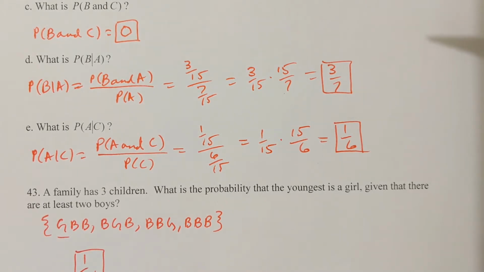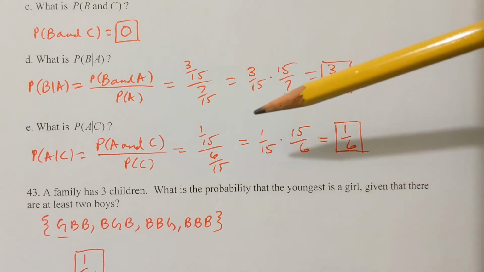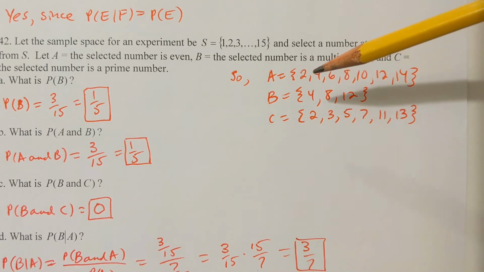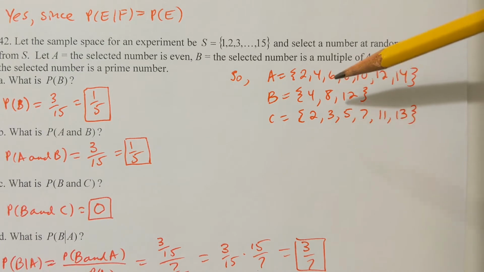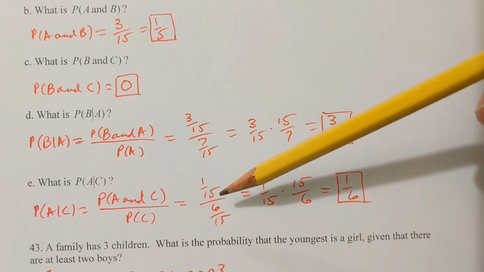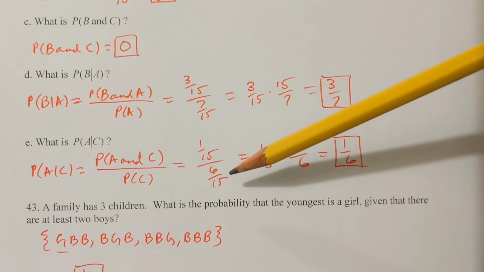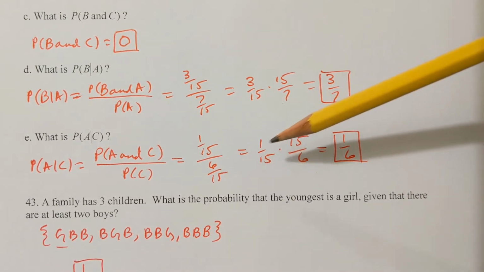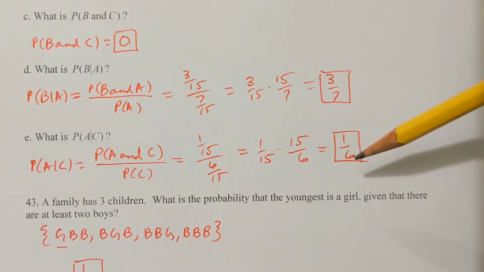Part E, what's the probability of A given C? The probability of A and C divided by the probability of C. Probability of A and C, 2 is the only even prime number there. So 1 divided by 15 is going to go in the numerator. The probability of C, there are 6 things in C out of 15. So 6 out of 15. Flip the denominator. The 15s are going to cancel there, so 1/6.